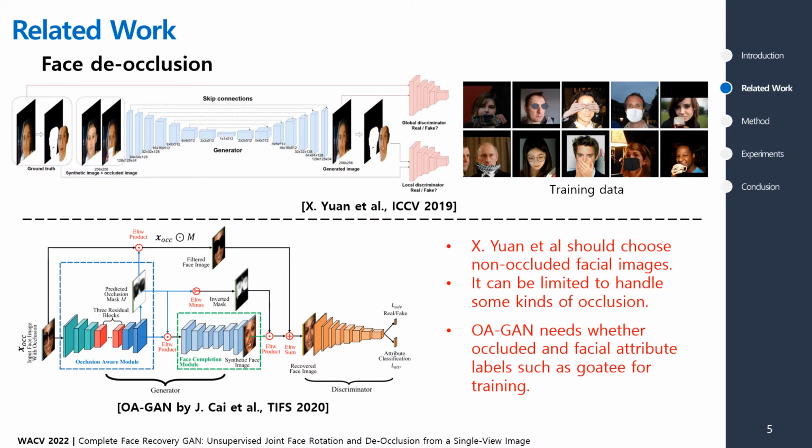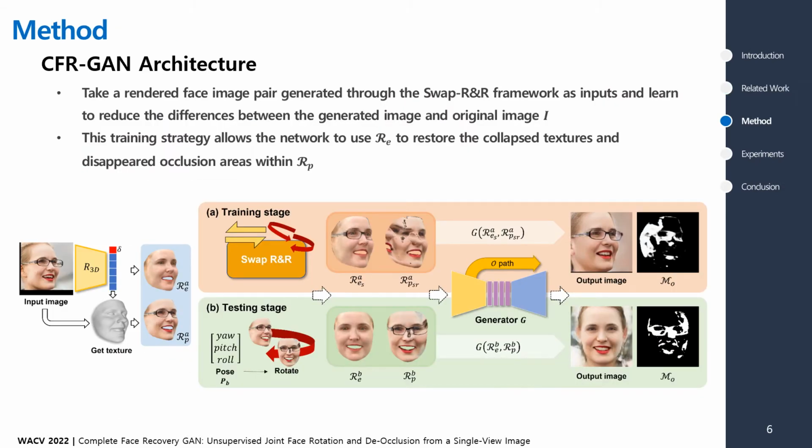Most face de-occlusion methods learn to reconstruct original images from synthesized images occluded with a limited set of objects. GANs can leverage natural facial images, but need some labels like facial attributes and whether occluded. To address these limitations, we propose complete face recovery GAN called CFR-GAN, which is a fully unsupervised method.